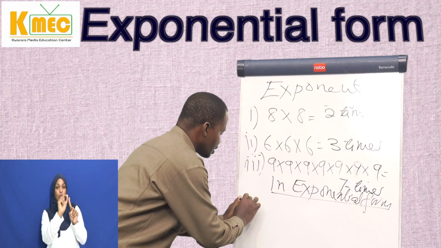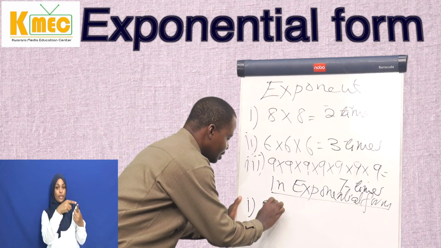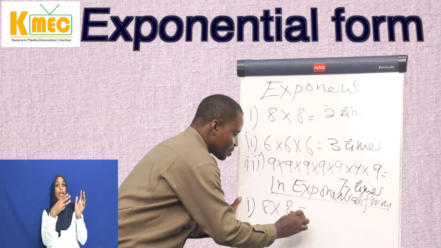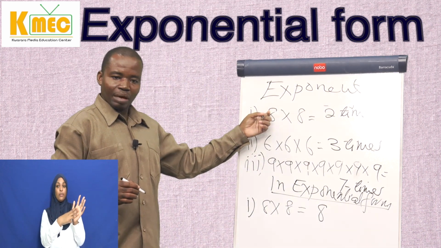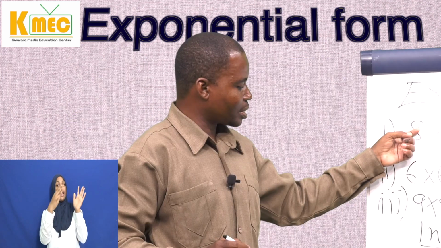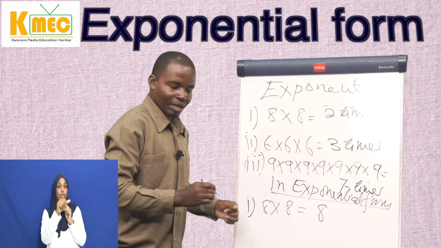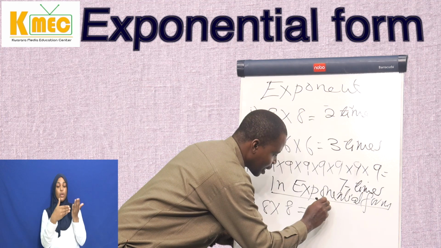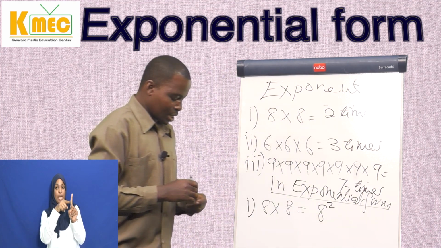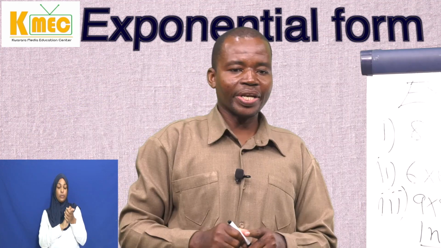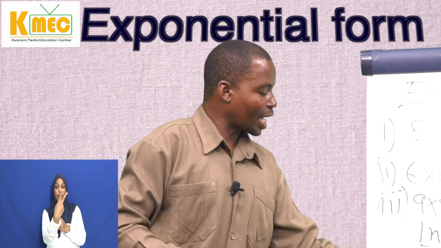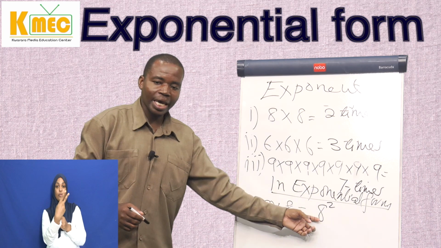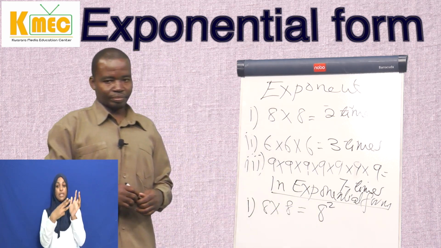number 1, 8 times 8, it is written as 8, because number 8 is being multiplied here by itself. How many times? 2 times. So we write number 2 here at the top. It is equal to 8 exponent 2. 8 times 8 is equal to 8 exponent 2.